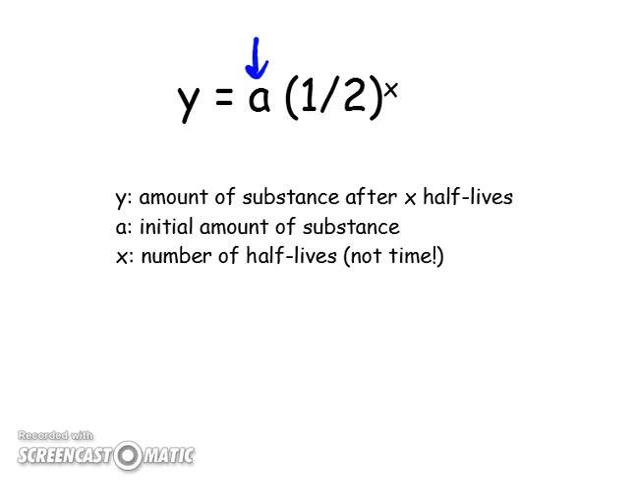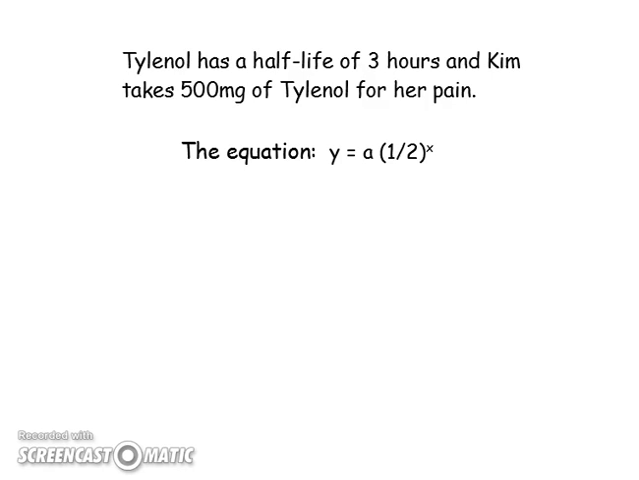That's the number that you're usually given in the problem to begin with. And then x is the number of half-lives that occur. It's not time. Remember, you have to use time to find the half-lives. So let's start here. Tylenol has a half-life of 3 hours, and Kim takes 500 milligrams of Tylenol for her pain. The first thing we want to do is come up with an equation specific for Kim.